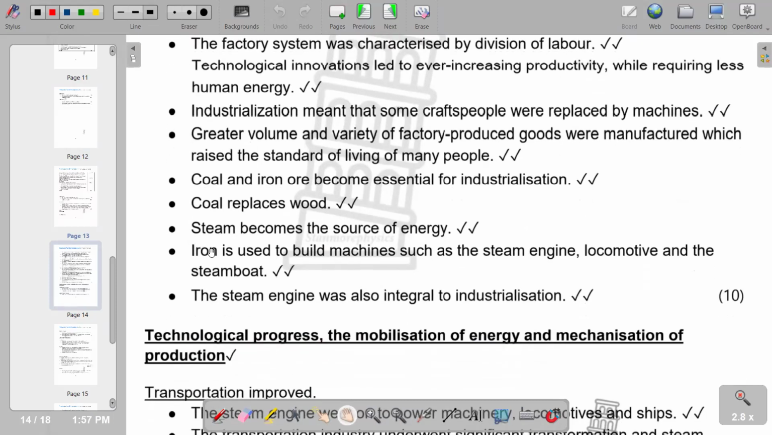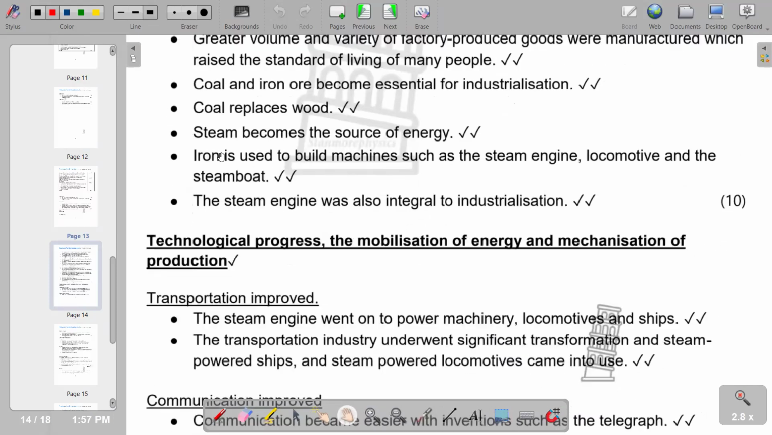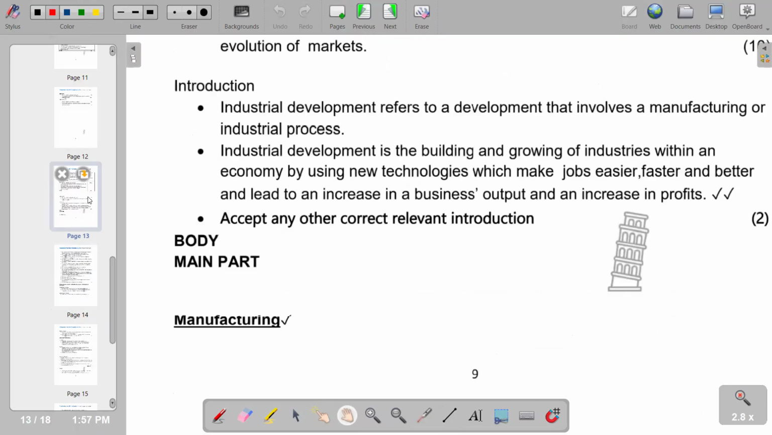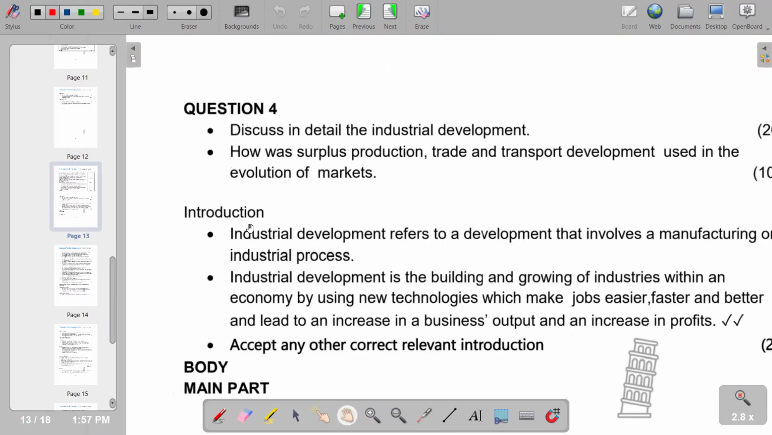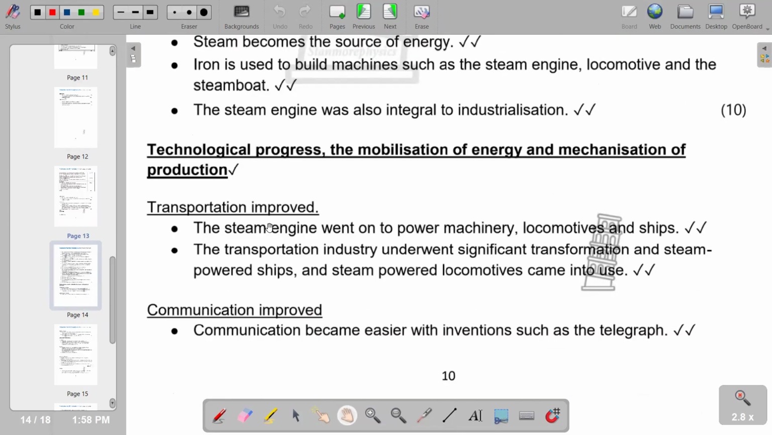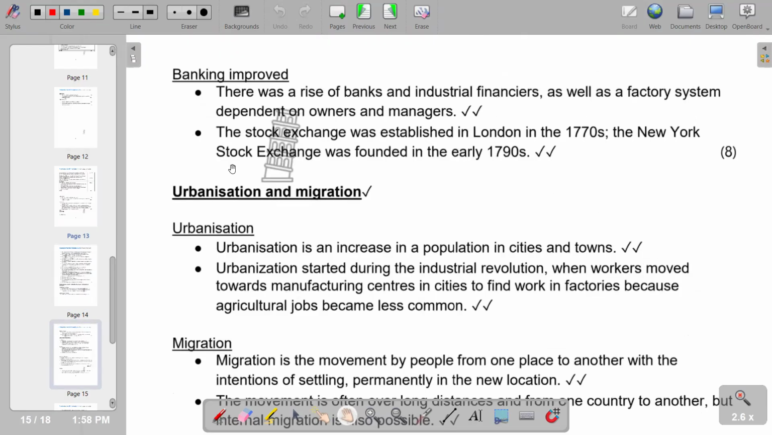in our essay. Then after that, we are supposed to go to technological progress, the mobilization of energy and mechanization of production. So we are still on the part of discussing in detail the industrial development. We are now on technological progress and the mobilization of energy and the mechanization of production, whereby we look at transportation improved, communication improved. We look at the next part, we have got banking improved.